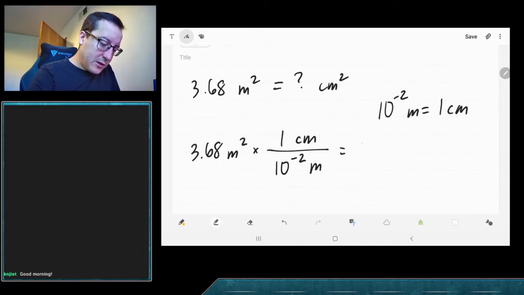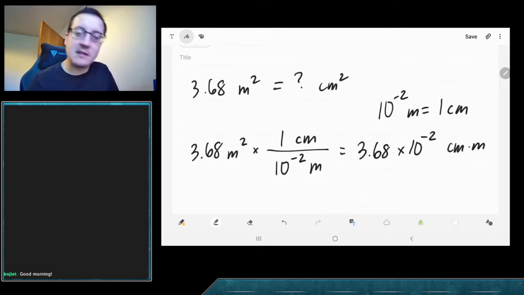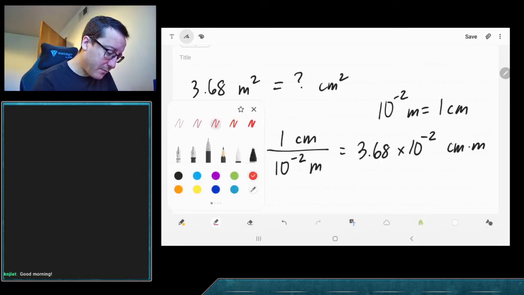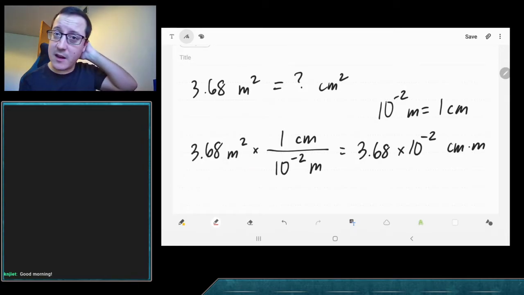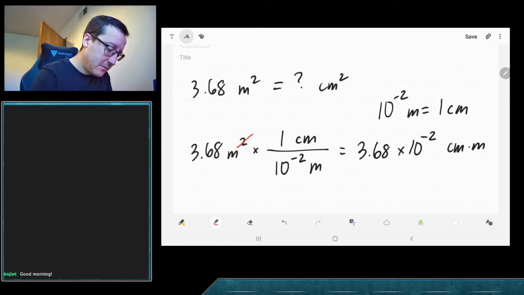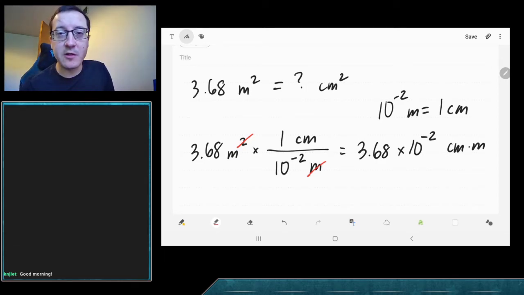And if you look, we now have 3.68 times 10 to the negative 2 centimeters times meters. I don't like that unit. That's kind of awful, right? If we think about it, meters squared divided by meters, we'll still end up with 1 meter left over.